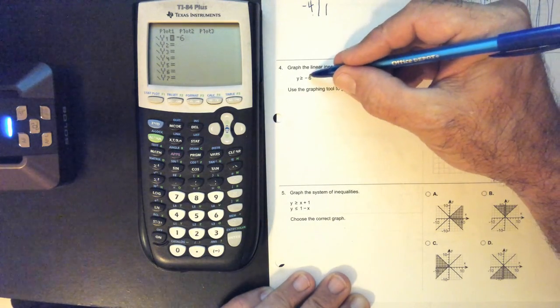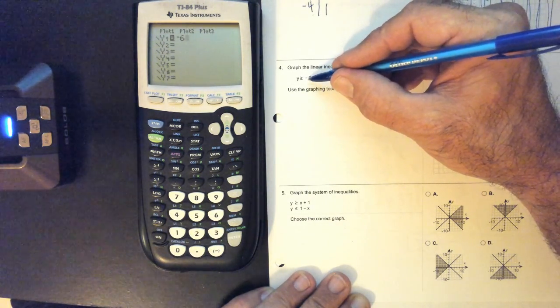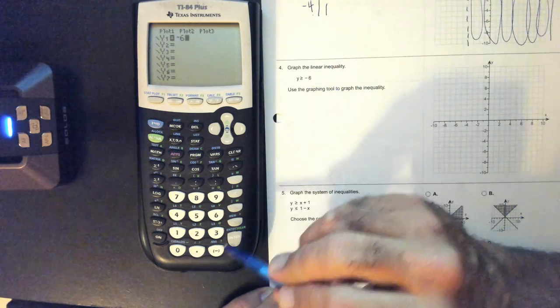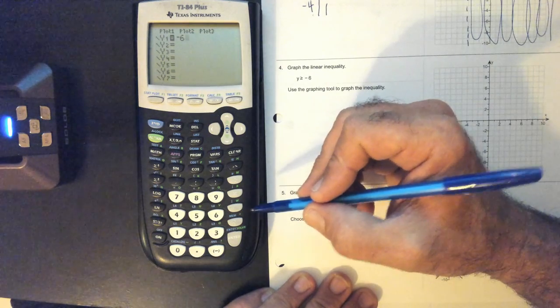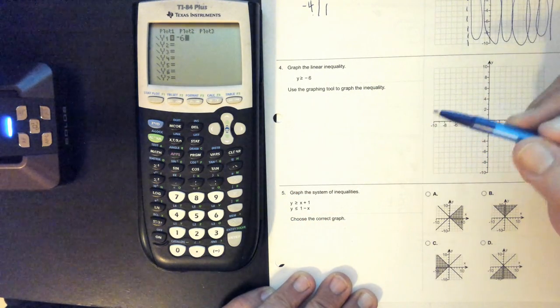Now, since that's just a 6 with a negative sign in front of it, you got to use that negative in them parentheses on that. If you use the subtraction key, you're going to get an error, and you're going to have to change it.